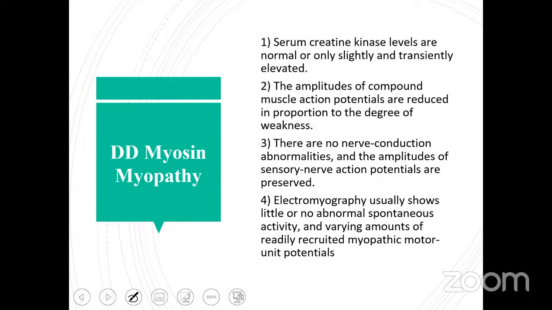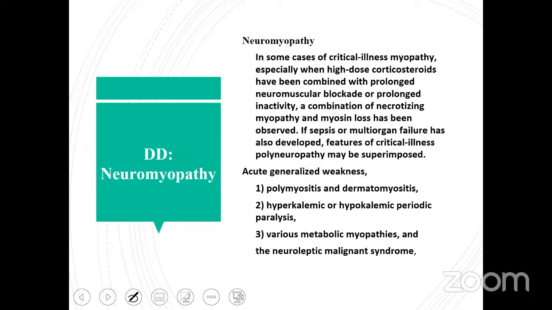CPK levels are normal or only slightly, transiently elevated. CMAP amplitudes are reduced in proportion to the degree of weakness. There are no nerve conduction abnormalities, and amplitudes of SNAPs are also preserved. EMG shows little or no abnormal spontaneous activity, unlike in neuropathies where you have abnormal spontaneous activity. That is critical illness neuropathy. And varying amounts of readily recruited myopathic motor unit potentials can be seen. So at times both the neuropathy and myopathy can coexist.